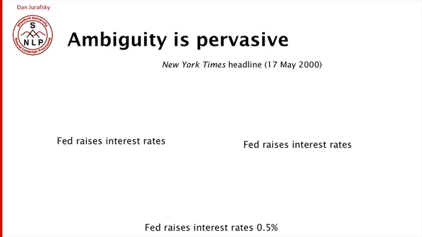Now, it turns out that it's not just amusing headlines that have ambiguity. Ambiguity is pervasive throughout natural language text. Let's look at a sensible, non-ambiguous looking headline from the New York Times. The headline, shortened a bit here, is "Fed raises interest rates." Well, that seems unambiguous. We have a verb here.